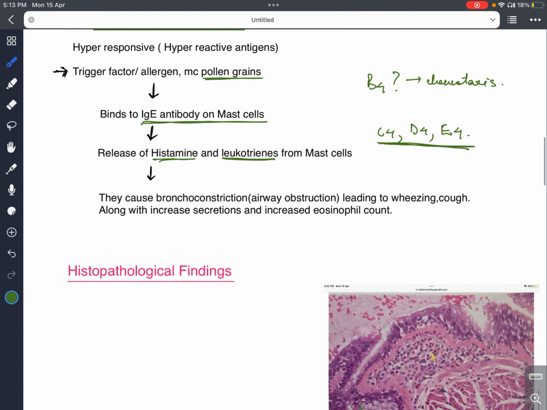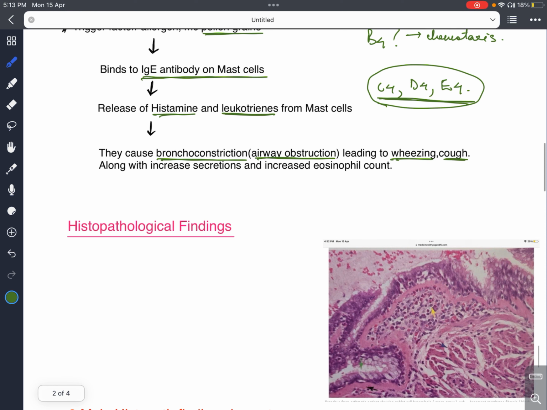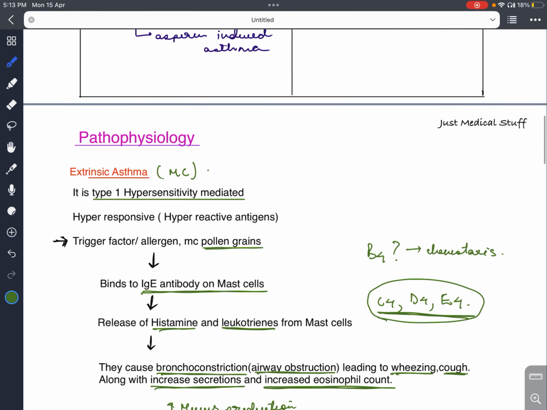अब ये तीन ल्यूकोट्राइन्स और हिस्टामिन ये कॉज करते हैं ब्रोंकोकंस्ट्रिक्शन। They cause airway obstruction leading to wheezing और कफ। और इनके साथ साथ हमें increased secretions होते हैं। There is increased mucus production and an increased eosinophilic count. So this was all about the pathophysiology.